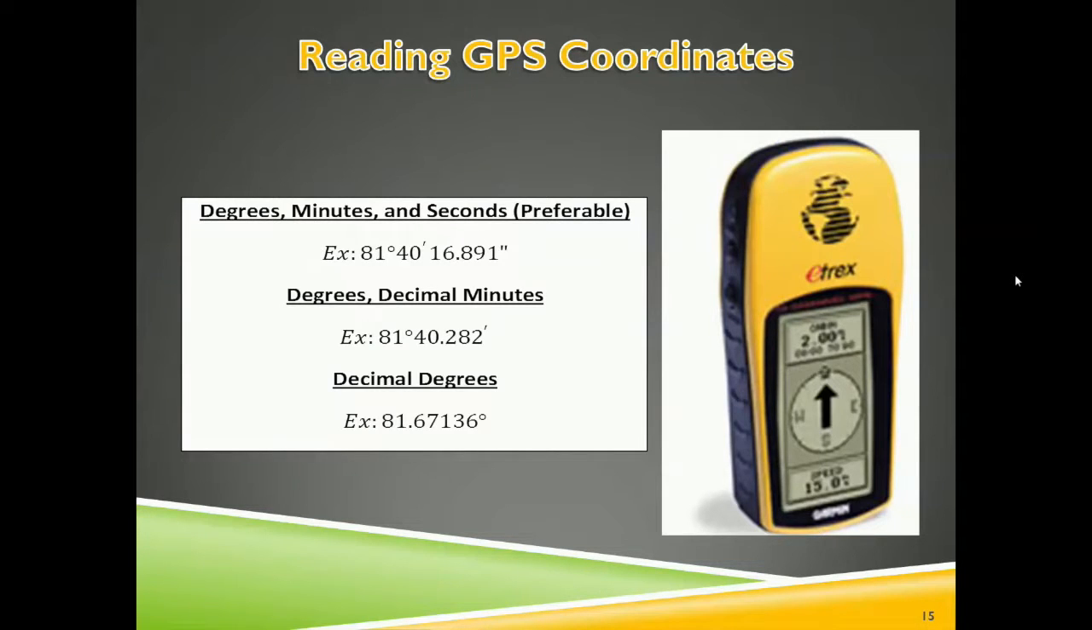Now let's cover how to read GPS units. Your GPS device may give you units in a few different formats. We see the degrees, minutes, seconds that we covered earlier, along with degrees and decimal minutes, and finally decimal degrees. For more information on the different forms of units and how to convert between them, it is encouraged to look at the GPS and Mapping 2 lesson plan.